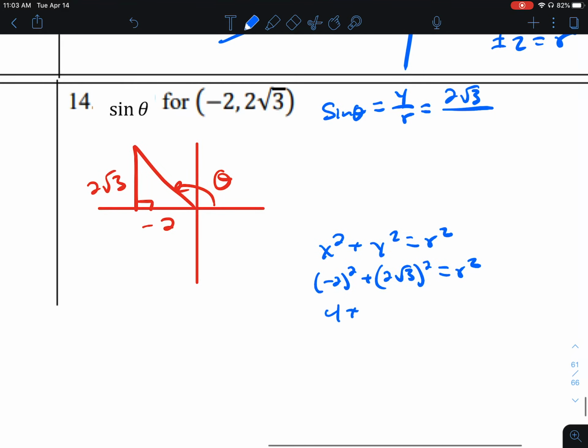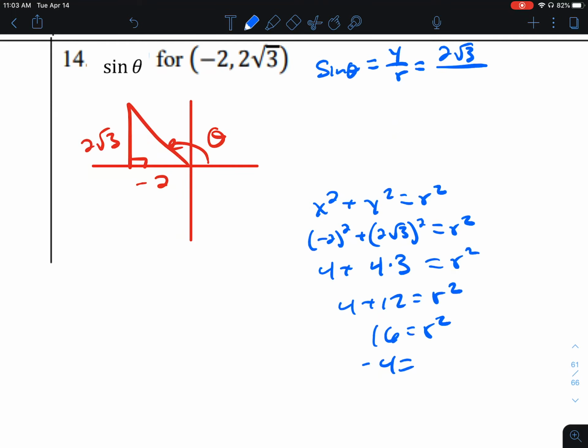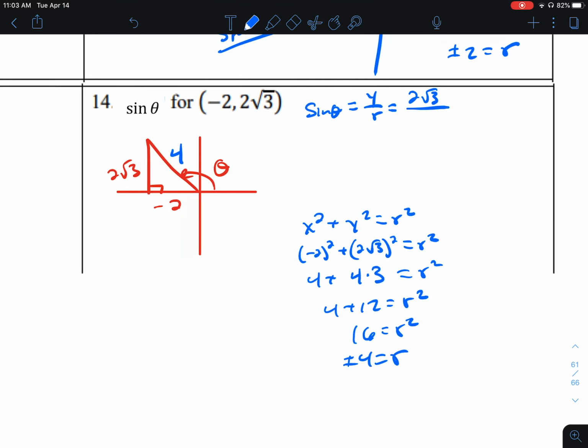And negative 2 squared is 4. If you square 2, you're going to get 4. If you square the square root of 3, you're going to get 3. So that's going to make that 4 times 3. So that's 4 plus 12 is r squared. So that makes r plus or minus 4. R is always positive. Turns out this is also a special right triangle. It's a 30, 60, 90. So this is 2 square root of 3 over 4. If you want to reduce that, you get square root of 3 over 2. Don't have to.